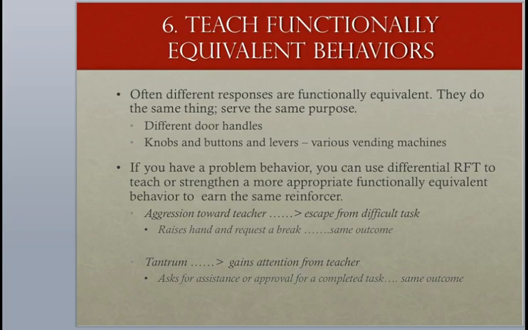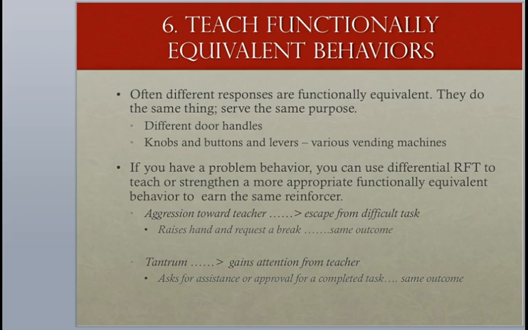Teaching functionally equivalent behaviors is important. Often different responses are functionally equivalent. They do the same thing, they have the same purpose. For example, there are many different kinds of door handles: handles that turn, knob-based, button-based, levers. Think about all the different kinds of vending machines and how you get things out of a vending machine. Training lots of those different kinds of responses in order to get the same consequence.